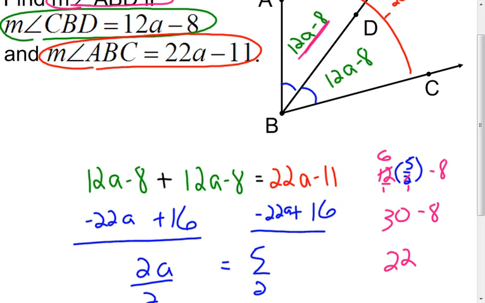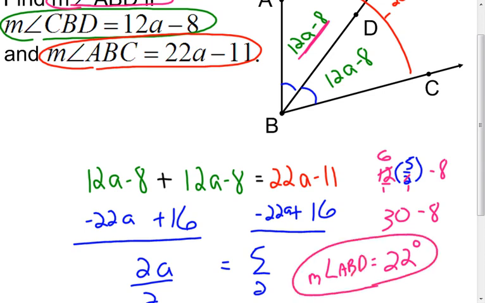Now remember, this is asking for the measure of an angle. Angles will have degrees as their label. So the measure of angle ABD is 22 degrees, and that's what it looked for. So that'll conclude our examples on 1-4, dealing with the measures of angles.